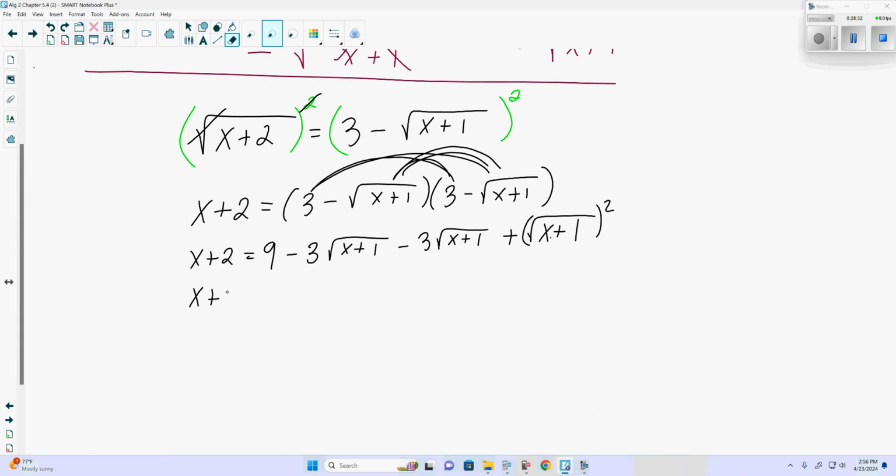Now, we could leave it as the square root of x plus 1 squared. And just come down and rewrite x plus 2 is equal to 9 minus 6 square root of x plus 1 plus x plus 1. Because the square root and square do cancel. Negative 3 square root of x plus 1 minus 3 square root of x plus 1. They both have the same radical, yes? We can combine the numbers in front. Because I have negative 3 minus 3, giving us this here.